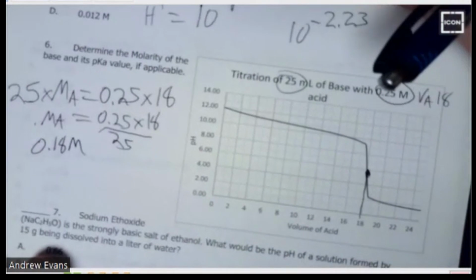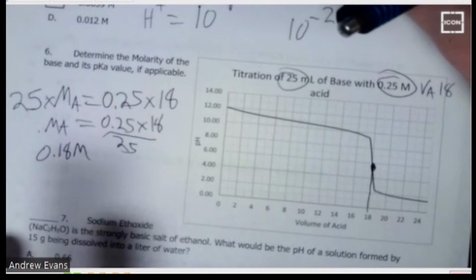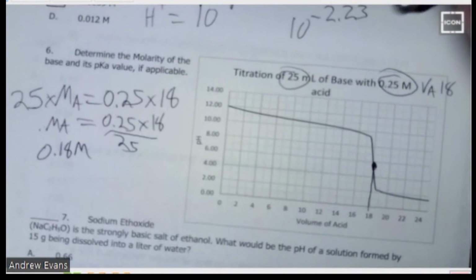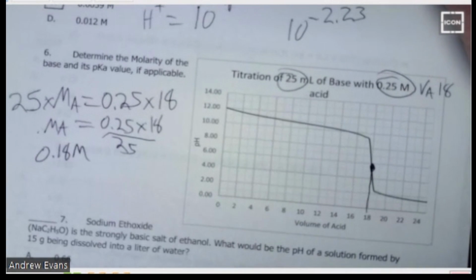I told you this was going to be on the test. Told you don't forget this. If you forgot it, shame on you.